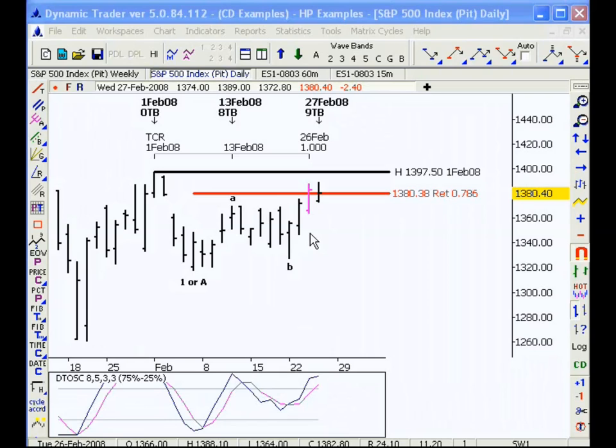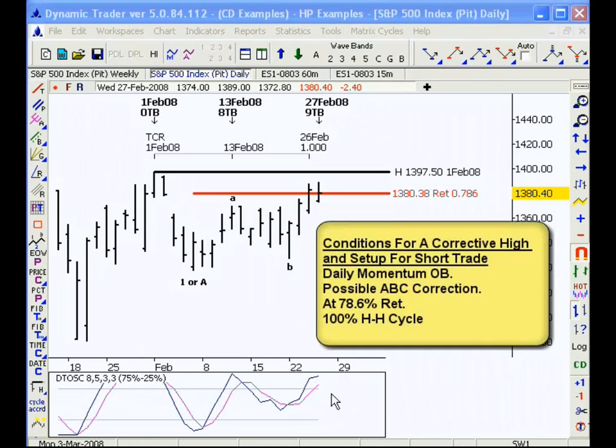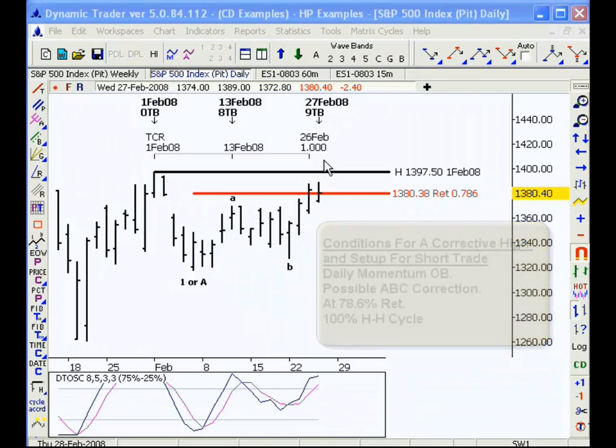So we've got momentum overbought, upside should be limited. We'd be looking for short trades. We have a possible ABC rally. We're at the 78.6% retracement, usually the maximum for a correction, and just 1 bar off of the 100.